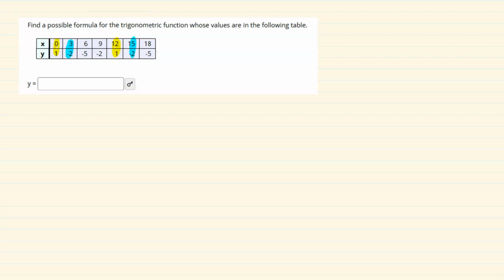So if it repeats every 12, 0 and 12 have the same output, and then 3 and 15, which is also 12 away, same output, and so forth. Then that tells us what the period is. The period is equal to 12. Okay.